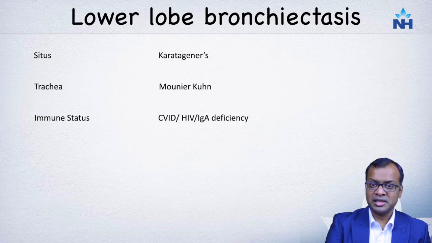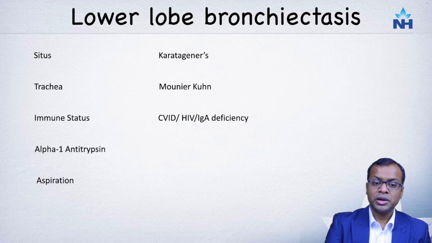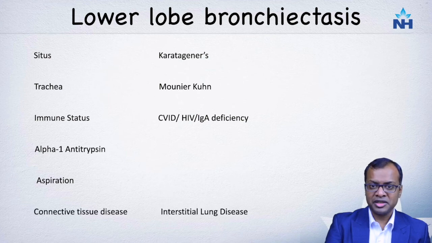If the immune status is low, then you're dealing with CVID, HIV-associated immunodeficiency, or even IgA deficiency. You may also be dealing with alpha-1 antitrypsin deficiency, whereby you will see bilateral lower lobe bronchiectatic changes in patients. Also, you want to look for symptoms suggestive of aspiration and a history of aspiration, which will help you to say the cause of lower lobe bronchiectasis is aspiration.